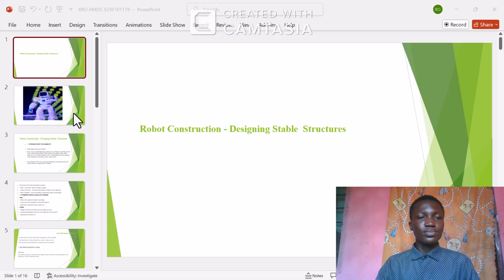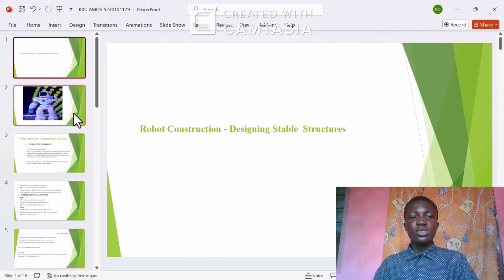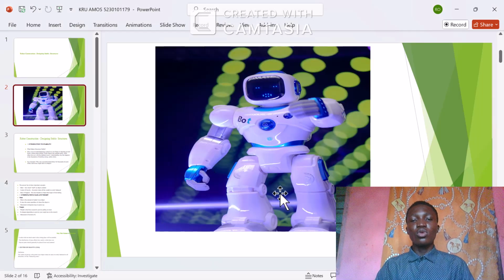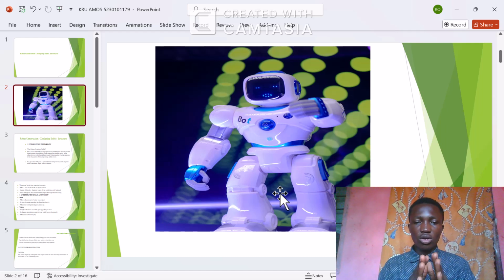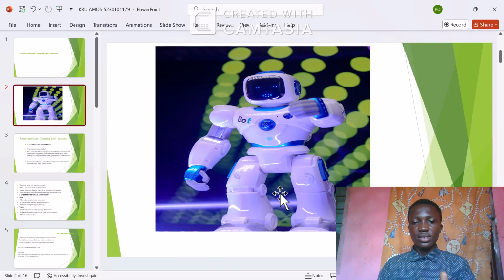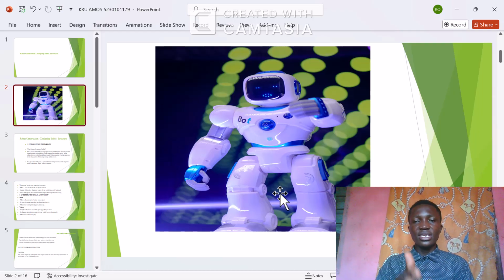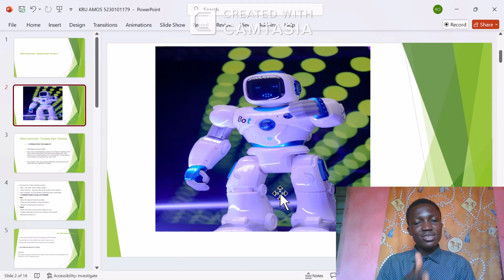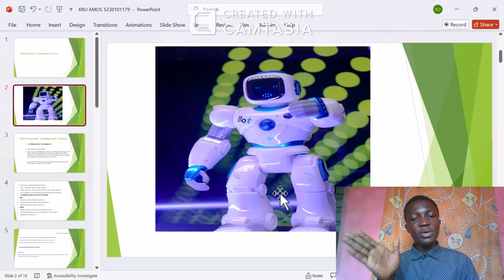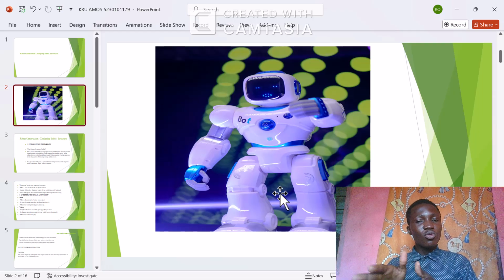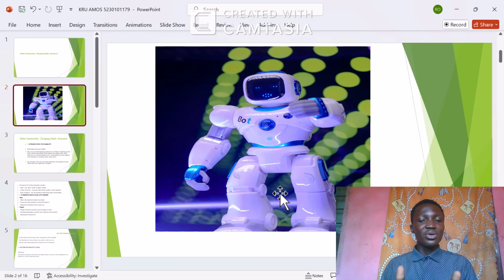You see? So this is a picture of a robot. It is well structured, so it is stable. You can see it can stand on its own without falling because it is well structured and has the stability to stand. So we will guide you on how to construct the same thing, so that when you send your robot to go and buy you perfume, the robot will not fall in the gutter.